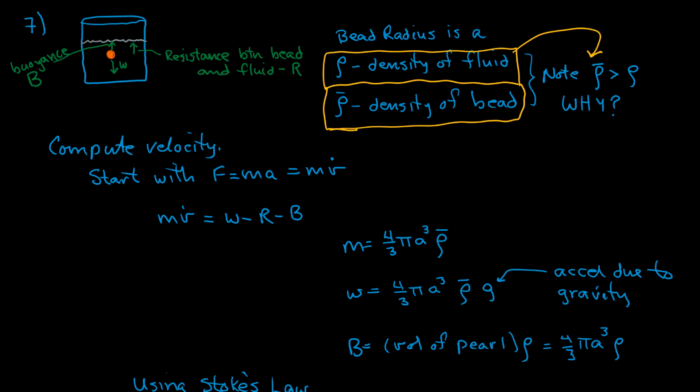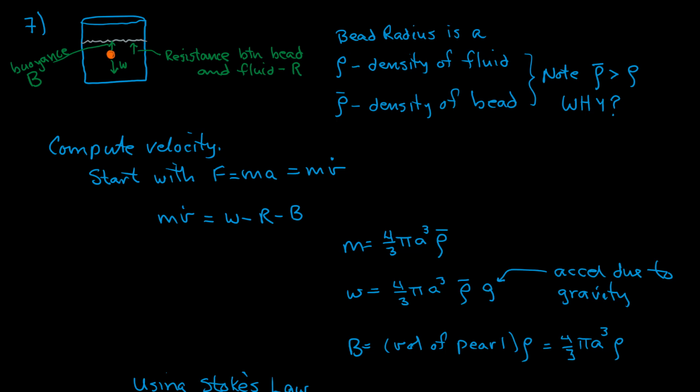You may want to pause the video and give this some thought. Why does the density of the bead need to be greater than the density of the fluid to get this situation we're looking at? Well, hopefully you've come up with an answer, or at least an idea. The reason it has to be greater is if the density of the bead is less, it's going to float. It's not going to sink at all.